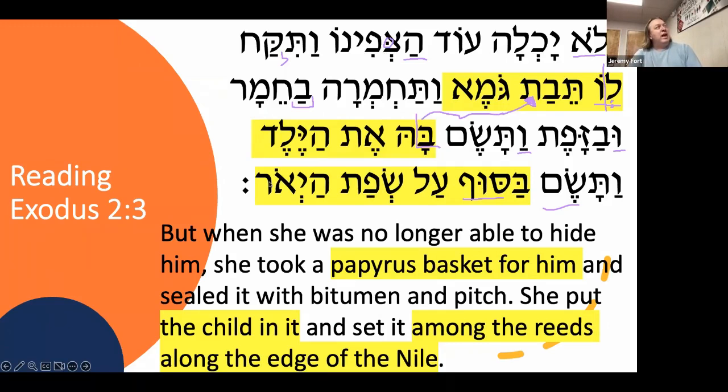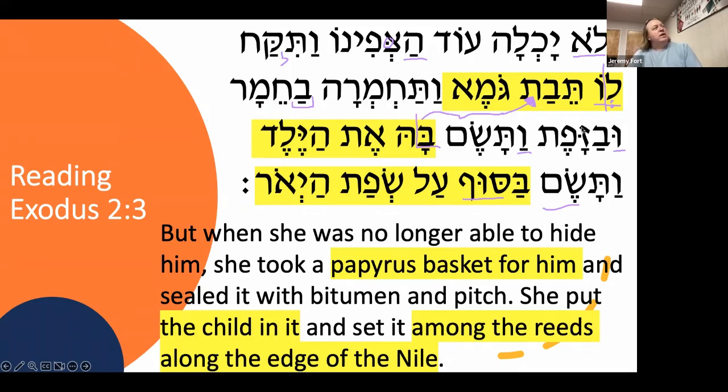It's quite an act. Velo yachla od hatzfino. Vatikach lo tevat gomeh. She makes for him a tevat gomeh. Vatachmera bachemar uvazefet vatasem ba.